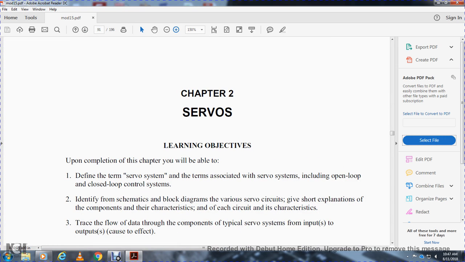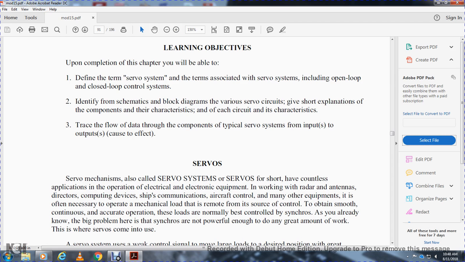Chapter 2, Servos. Learning objectives: upon completion of this chapter, you will be able to define the term servo system and the terms associated with it, including open loop and closed loop control systems; identify the schematic and block diagrams of various servo circuits and give a short explanation of the components and characteristics of each circuit; and trace the flow of data through the components of a typical servo system, from inputs to outputs, and cause to effect.